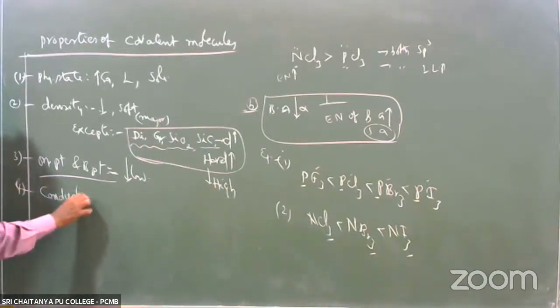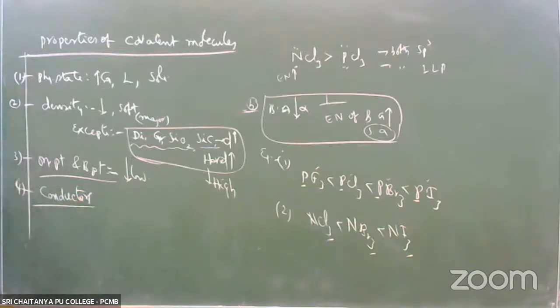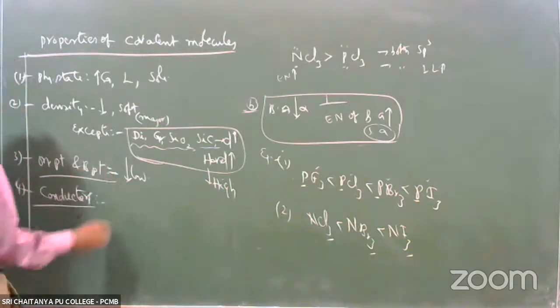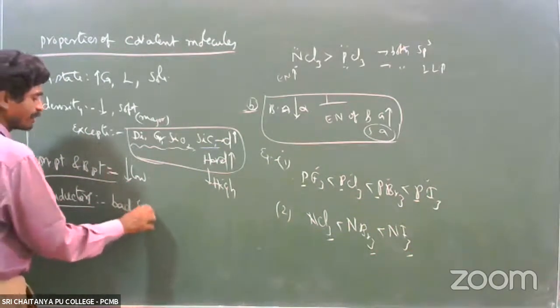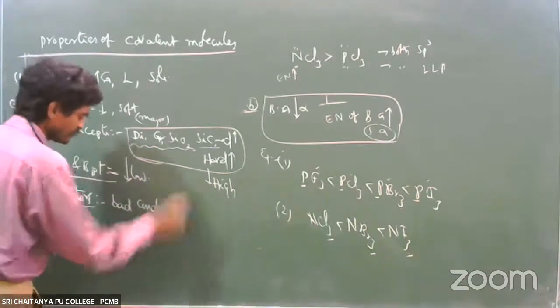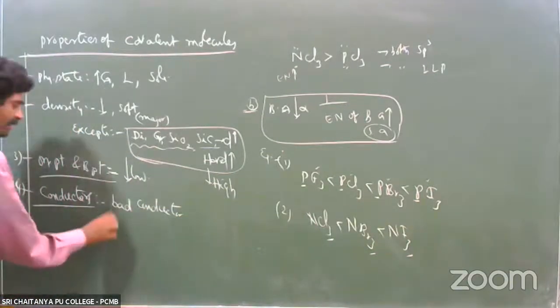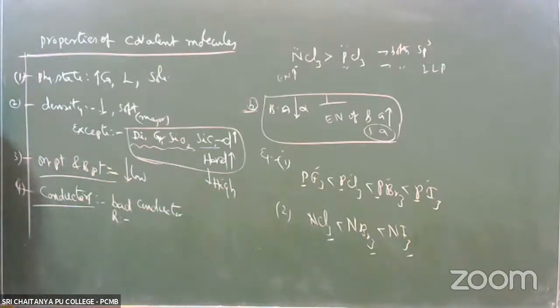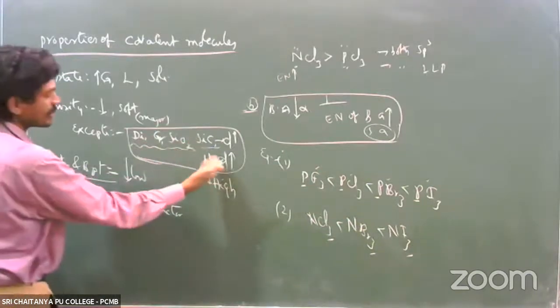Conductors. Generally, ionic compounds are good conductors of electricity because their free ions are available. Due to the mobility of ions, they can act as good conductors. But covalent molecules are bad conductors of electricity, or you can call them insulators. The reason is that covalent substances are treated as molecules, and molecules don't carry electric current from one place to another. Electric current is carried by the flow of electrons or ions, but atoms and molecules do not carry it.